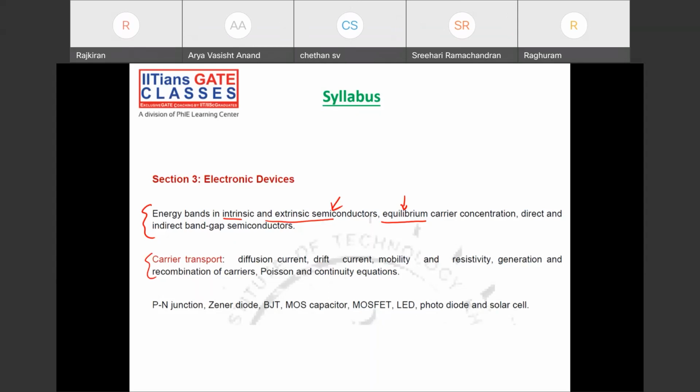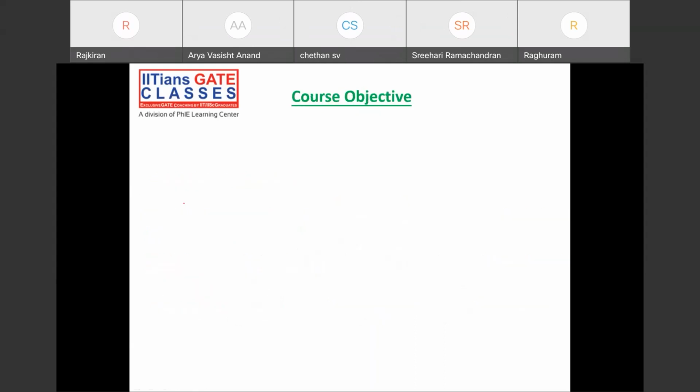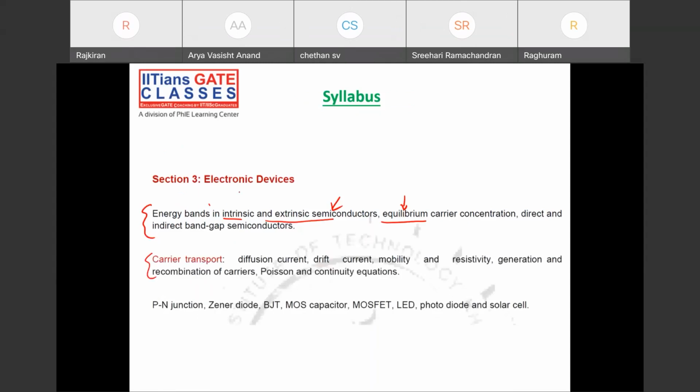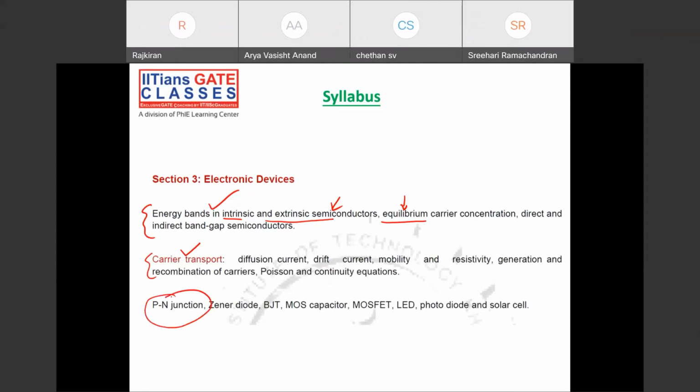Then using this physics and the carrier transport theory, we will apply this physics and transport to the PN junction. Then, if time permits, we will also cover BJT and MOS capacitor.